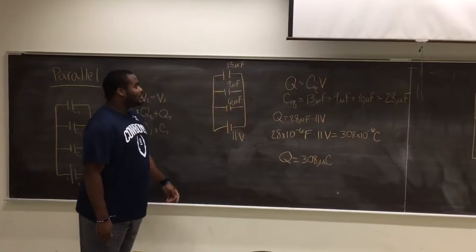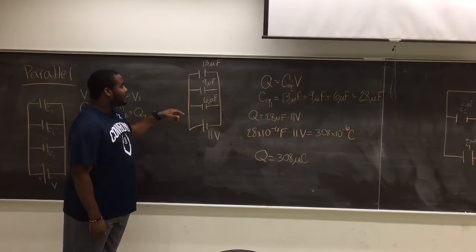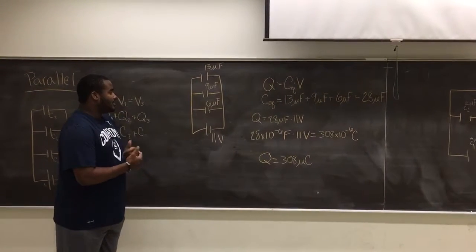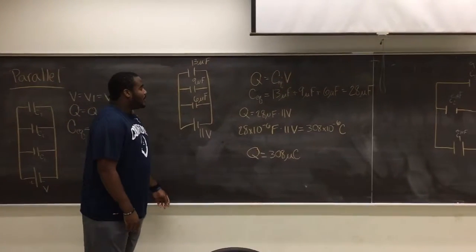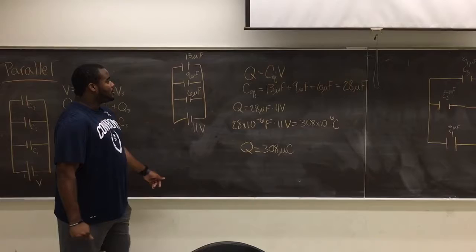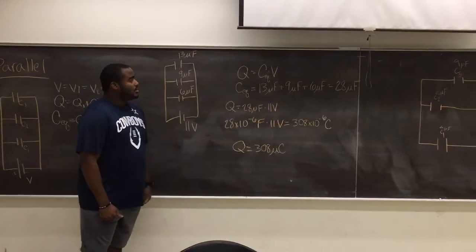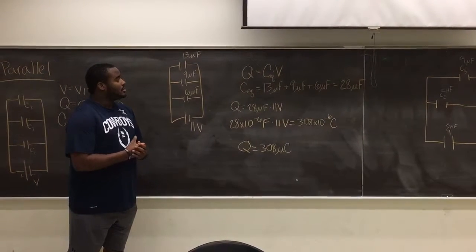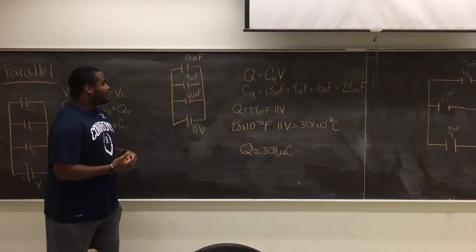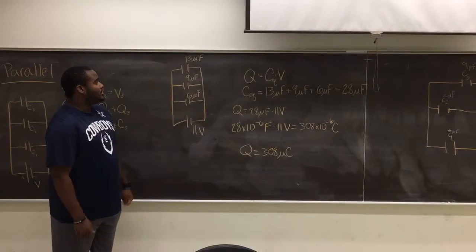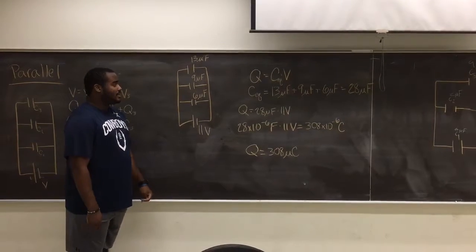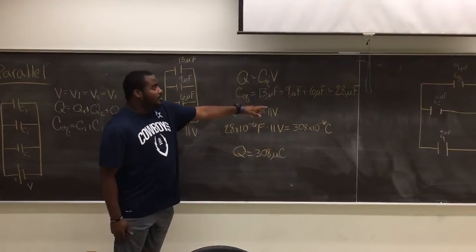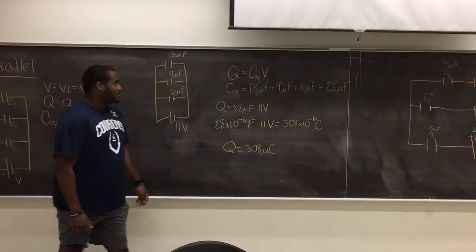And for example, over here, we have a 13 microfarad capacitor, 9 microfarad capacitor, and a 6 microfarad capacitor with 11 volts. So to find our total charge Q on the capacitor is going to be Q equals CEQ times V. And our equivalent capacitance, what we do is just add up 13, 9, and 6, as you see over here, and we get 28 microfarads.